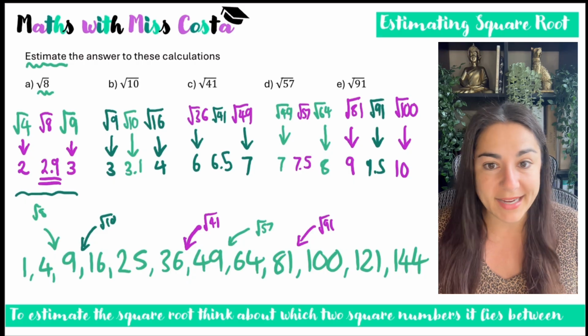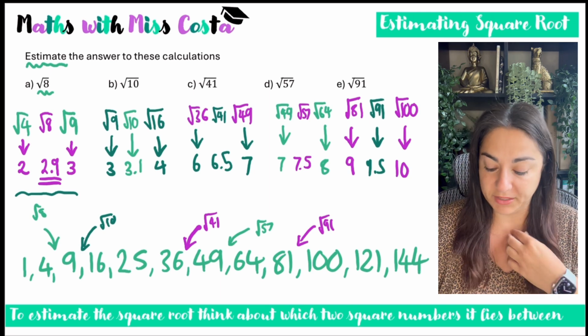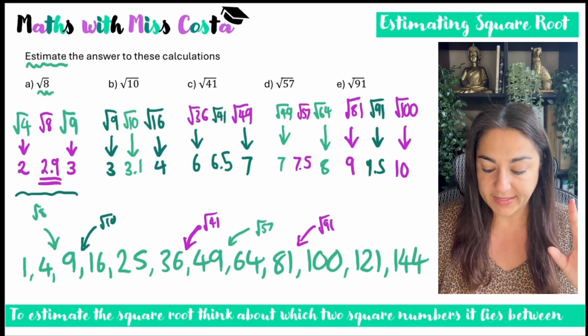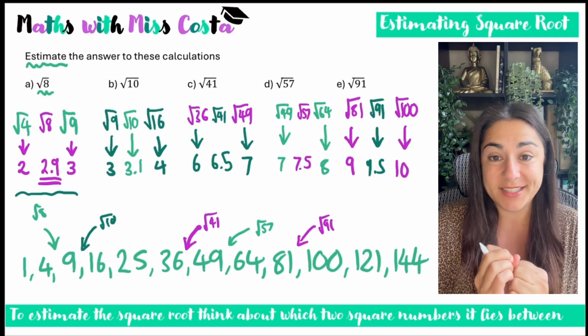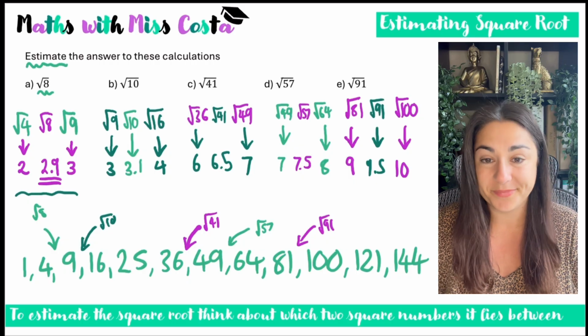We're not looking for exacts. You can double check it on your calculator. We're looking for an estimate. So just roughly what it would be. And that's how we do something like this if we're trying to estimate a square root, estimate the answer to a calculation.